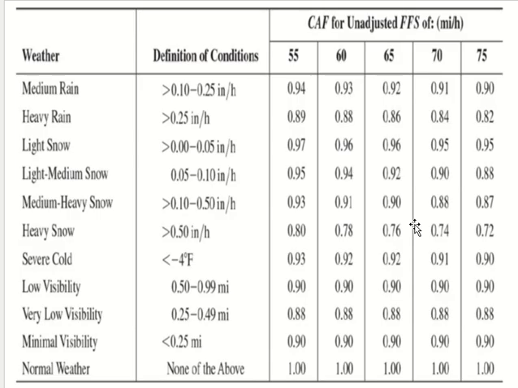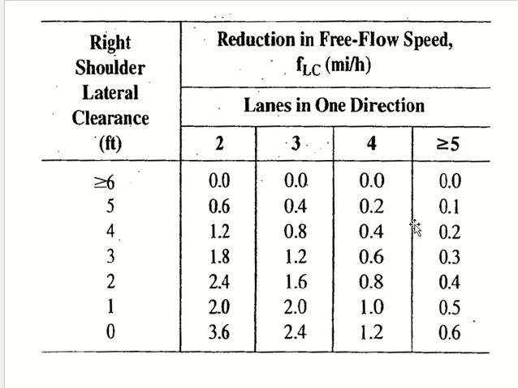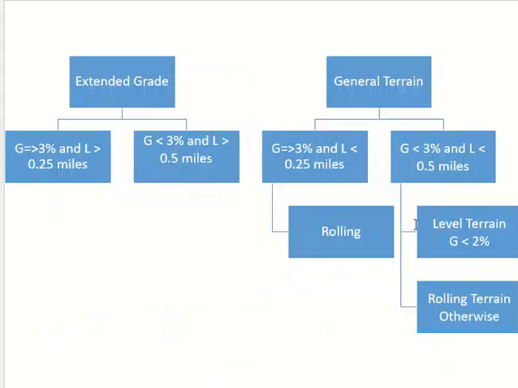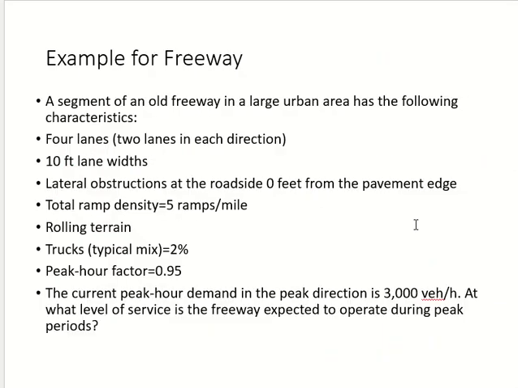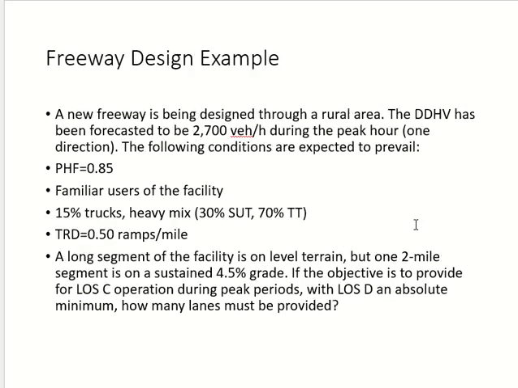Now for the next question, we will not do it, but I just want to explain a couple of points, so just give me a couple of minutes here. It's a design example. They gave me volume, peak hour factor, familiar users, 15% trucks. Terrain is given. The segment has level terrain, and there is a segment of 2 miles which has a gradient of 4.5%. So we have two different terrain conditions now, a level terrain and a 4.5% gradient.